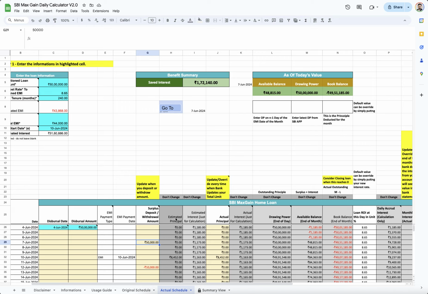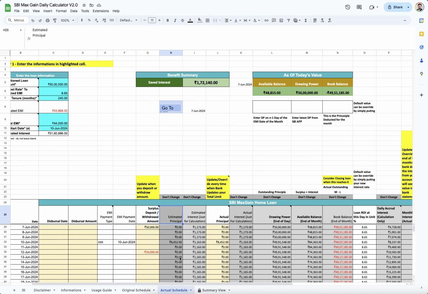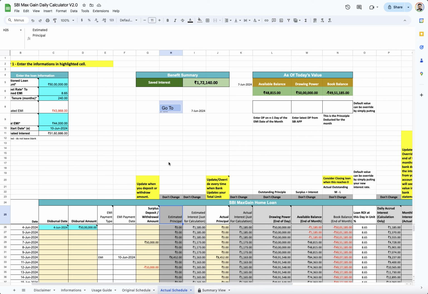Okay, so next one is the estimated principal. Wherever it is marked, don't change. It is a read-only value, and these are the values that are being used for these indicators somewhere. So it's the estimated principal for that particular month.